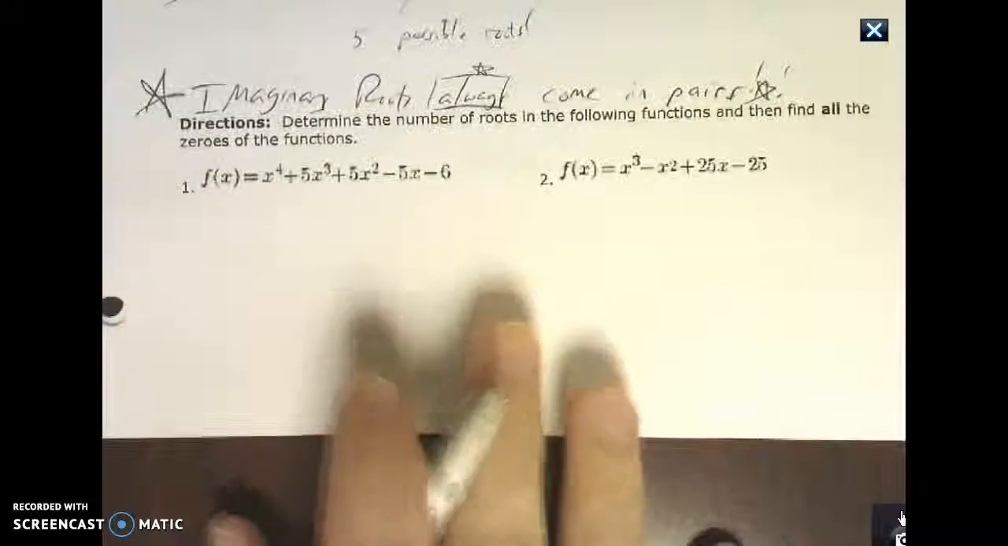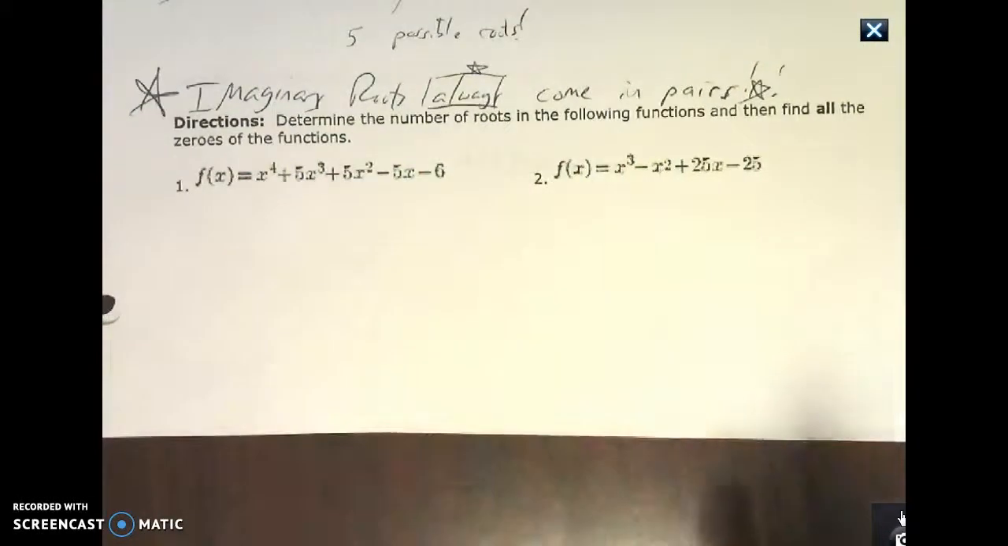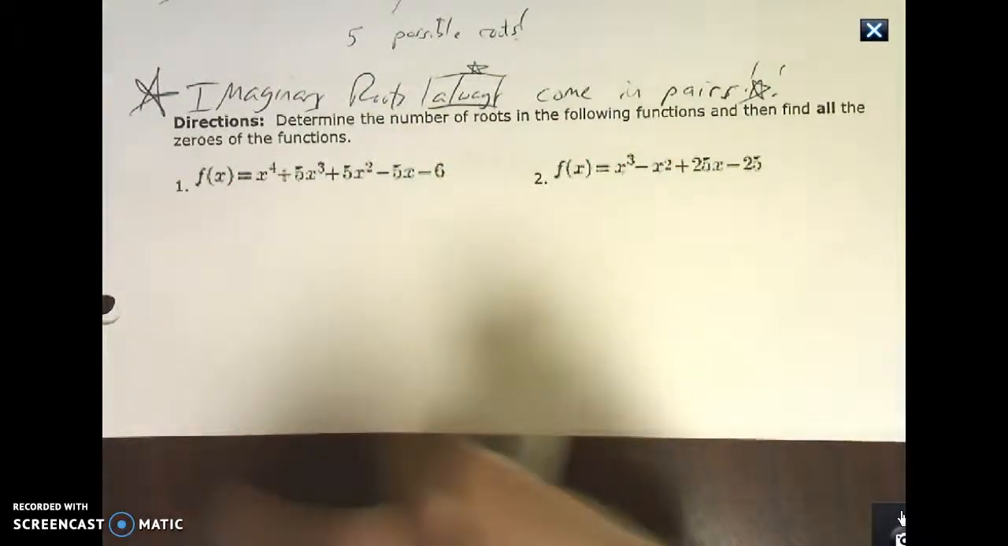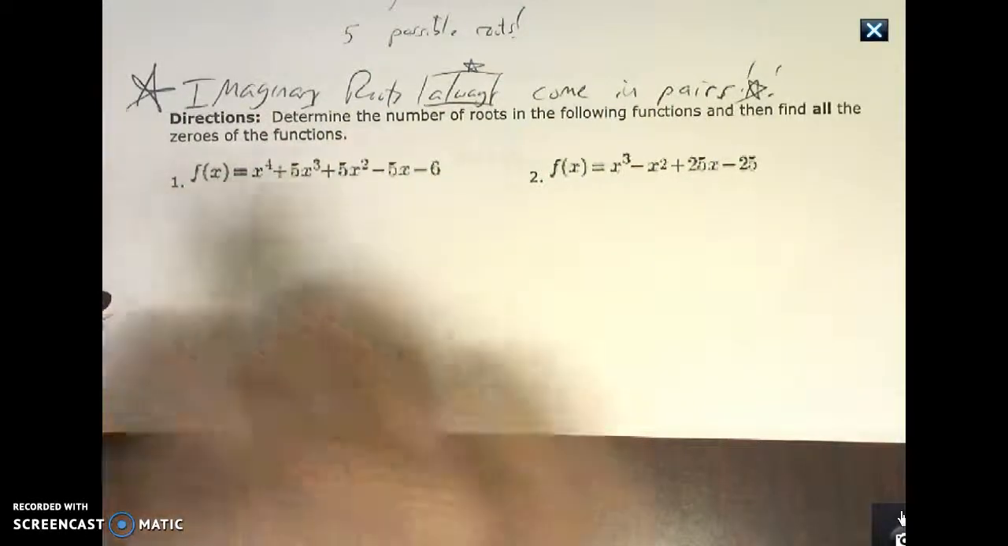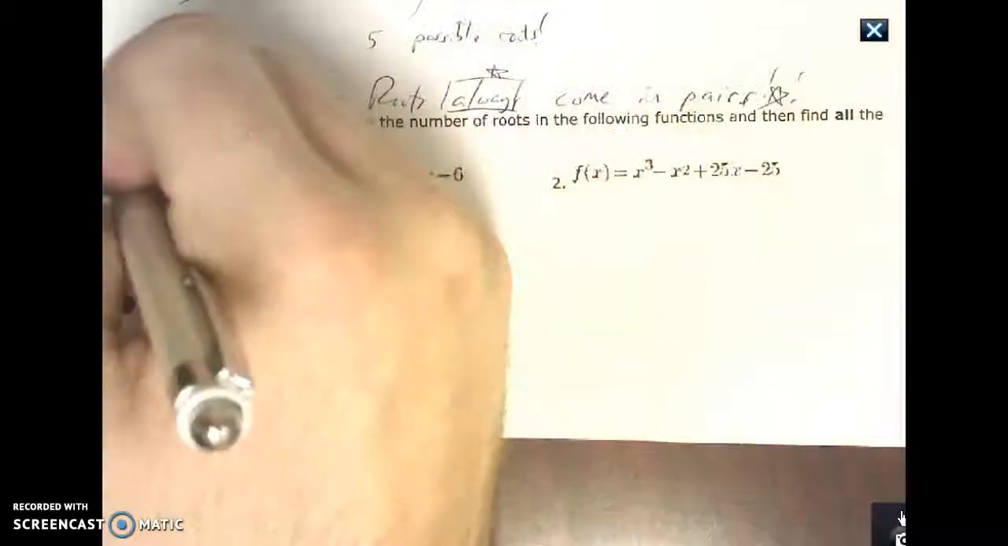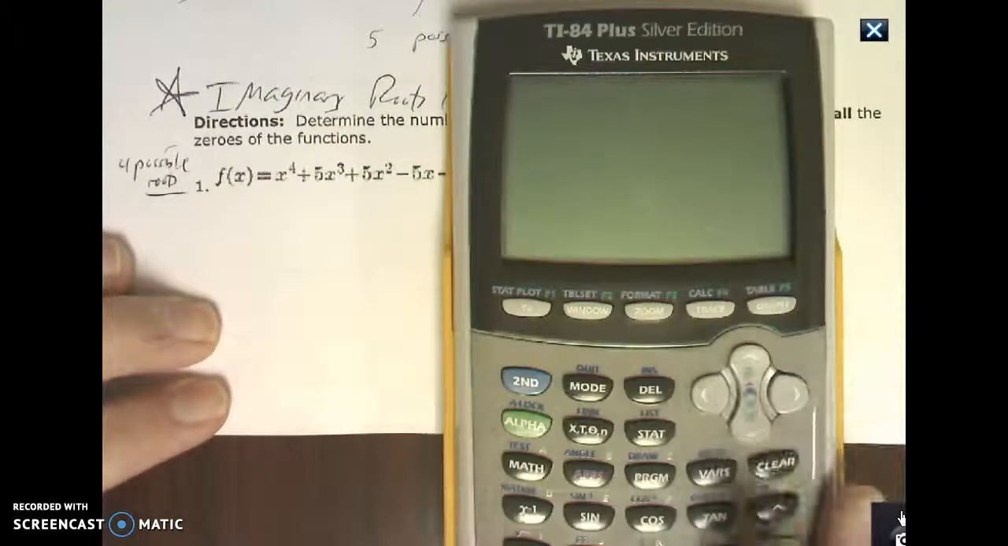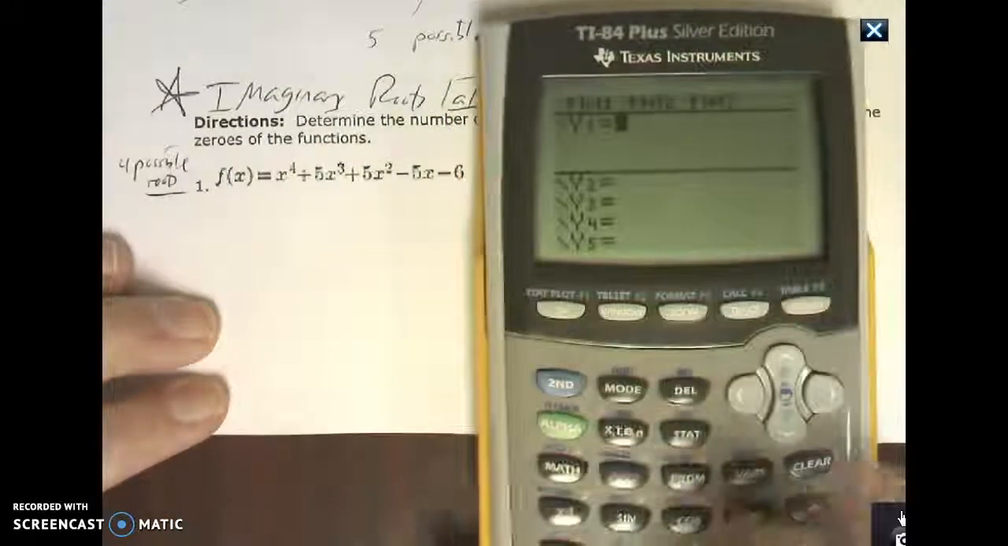This is much the same as what we talked about in class yesterday, so we're going to take a look at a few of these together. Number 1, determine the number of roots in the following functions, and then find all zeros of the function. For number 1, I have 4 possible roots. I'm going to use my graphing calculator, and I want you guys to do this.